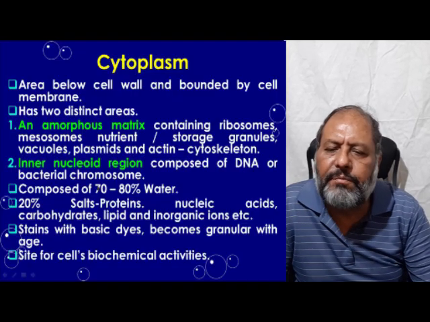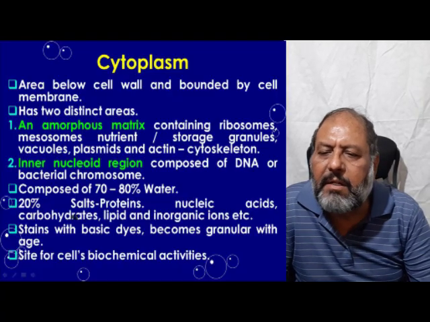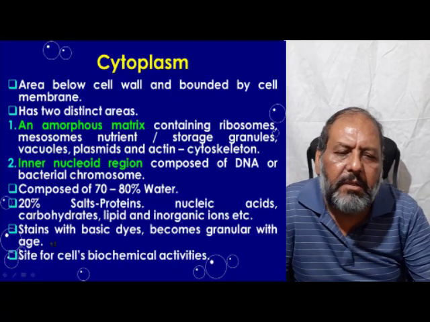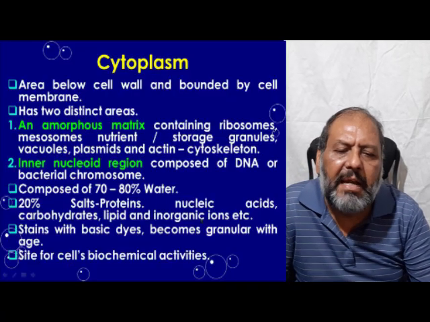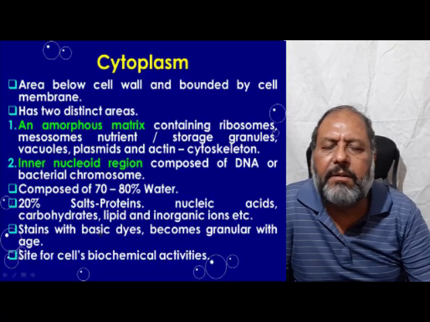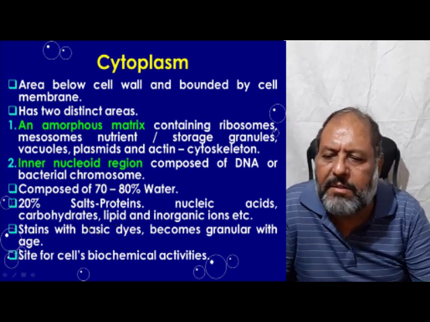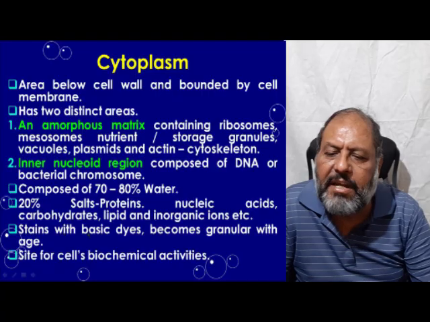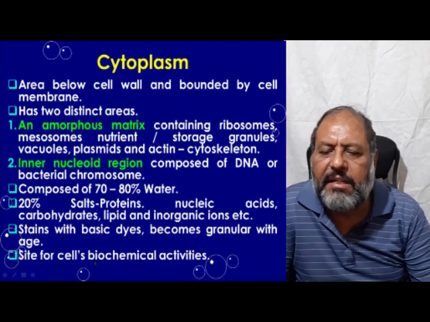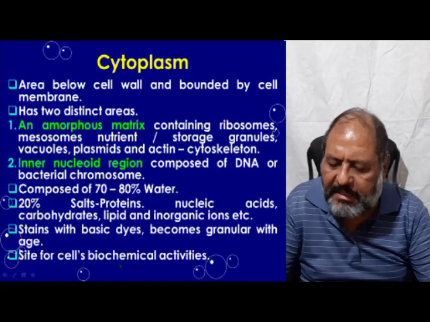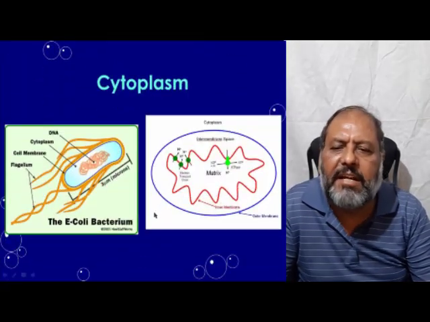It is composed of 70 to 80% water. This is about the cytoplasm. 20% is salts, proteins, nucleic acids, carbohydrates, lipids, and inorganic ions that constitute about 20% of the total cytoplasm weight. It stains with basic dyes and becomes granular with age. It is the site for the cell's biochemical activities, which occur most of the time in the cytoplasm.